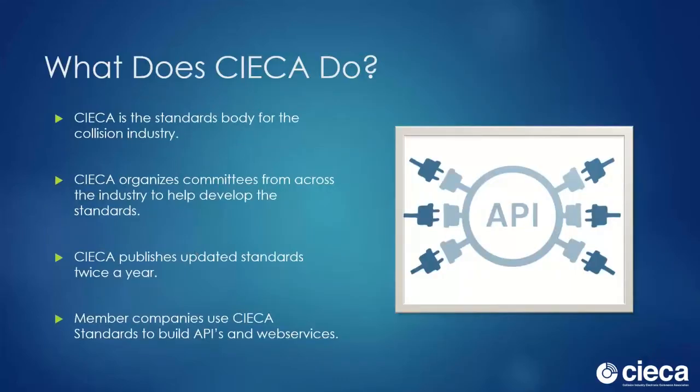So what does CIECA do? We are the standards body for the collision industry. We help coordinate and publish new standards on a regular basis. The standards are actually developed in committees made up of volunteers from across the industry. When the need arises to add or change a standard, we coordinate with committee members to review the issue, discuss how best to approach it, and develop standards accordingly. Paulette Reed will talk more about this in detail later in the presentation. CIECA members have access to all the standards developed by CIECA and use them to develop their APIs and web services.